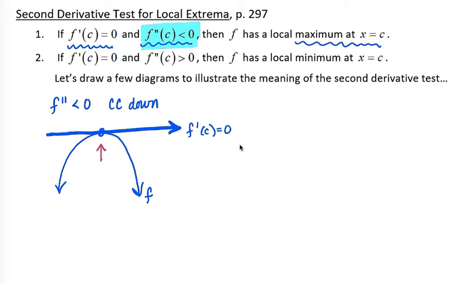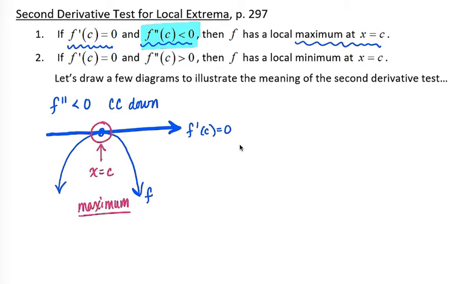Okay, so if these two things happen simultaneously, if your second derivative is less than 0 and your first derivative equals 0, at this x equals c value, you are going to have a maximum. And you can see from our picture that we do have a maximum near that x value of c if those two things happen simultaneously.